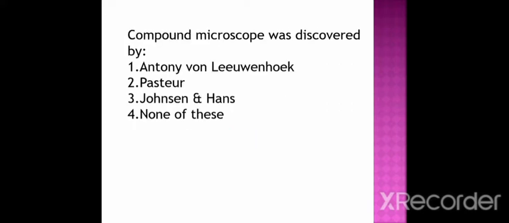The next question is, compound microscope was discovered by option 1 Antony von Leeuwenhoek, option 2 Pasteur, option 3 Jensen and Hans, and the fourth option is none of these. And the correct option is Jensen and Hans.